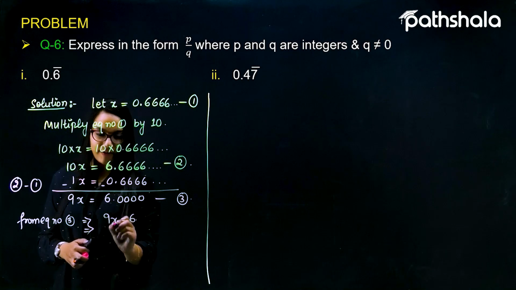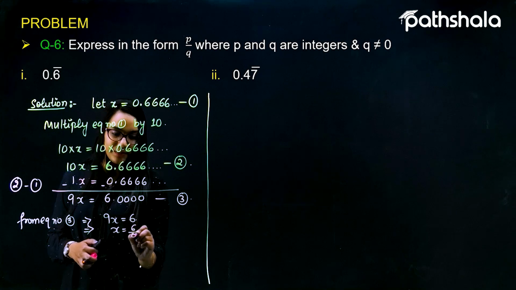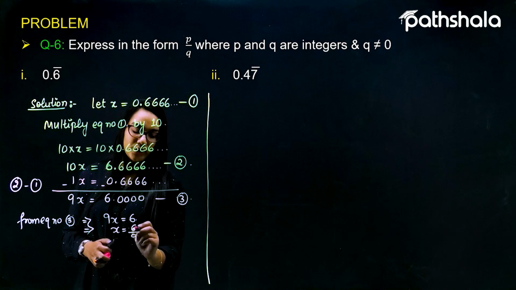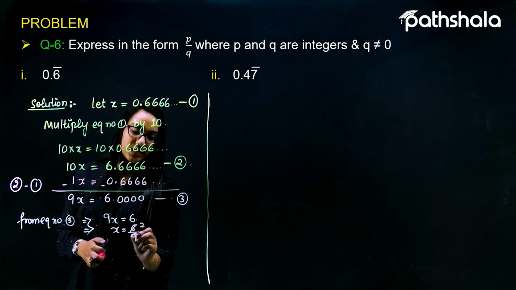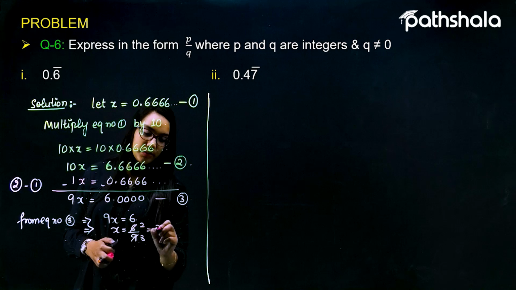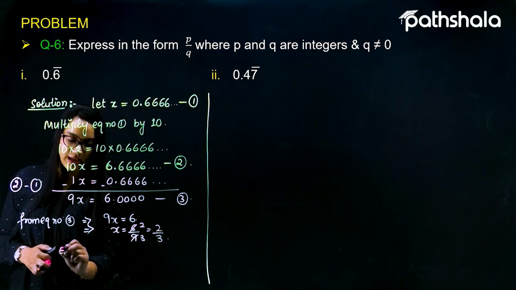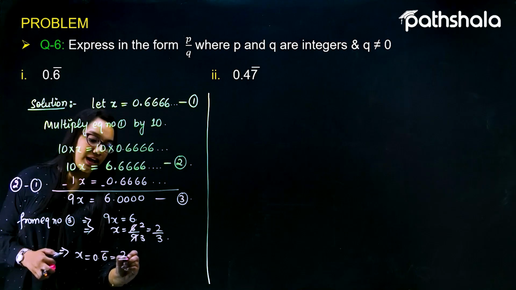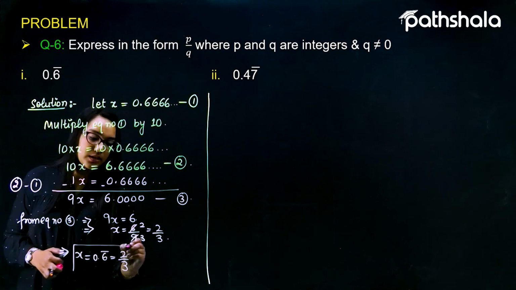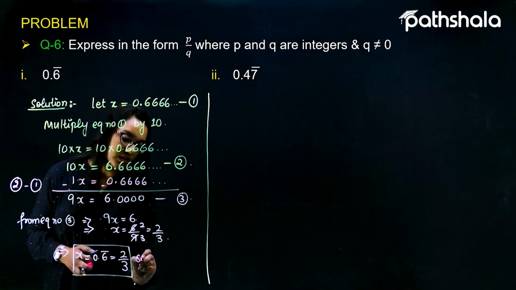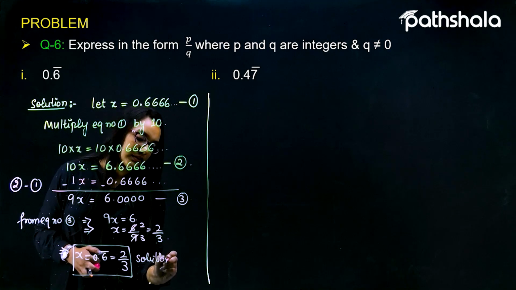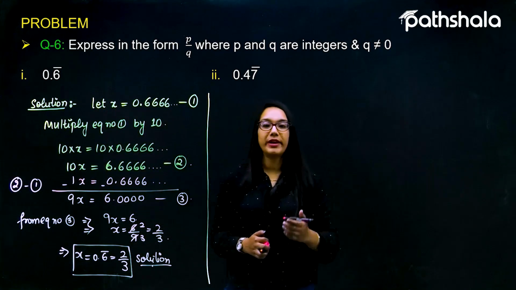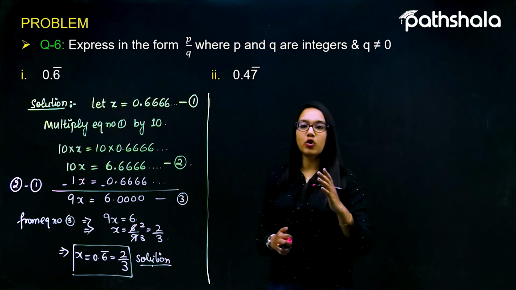After solving for the value of x, it is 6 by 9. We can also make it into the lowest form: 3 into 2 is 6, 3 into 3 is 9, so it is 2 by 3. Hence we can say that x, which is 0.6 bar, can be represented as 2 by 3. This is our desired solution, the P by Q form of 0.6 bar. Now let's move on to the second part.